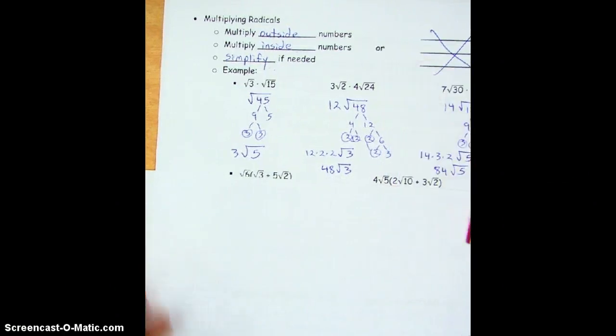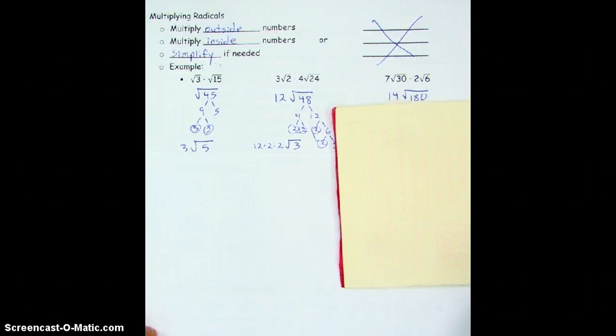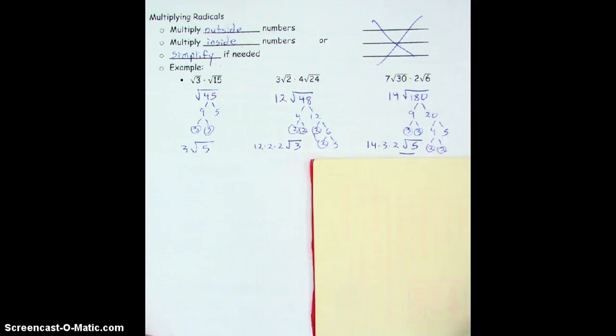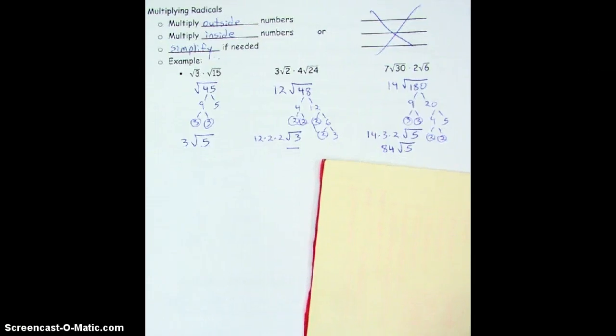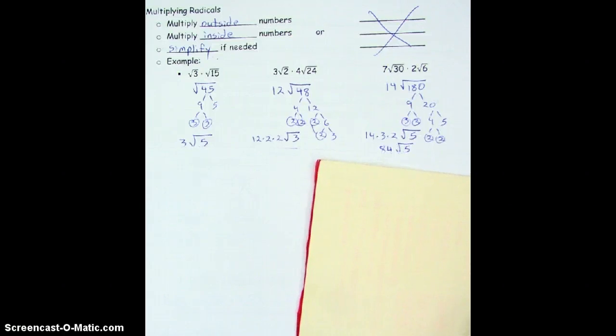Then last problem on this row, we have 7 square roots of 30 times 2 square roots of 6. 7 times 2 is 14, then 30 times 6 is 180. Then we do the work with the factor tree, and there we go. You can pause it as needed so you guys can see where the numbers are coming from. And then we end up with 84 square roots of 5. Excuse me. Next problem.